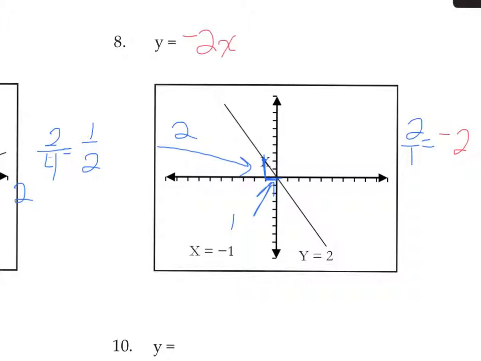Where does this cross the y-axis? At 0. So this would be a plus 0 again here. So you don't need it because plus 0 doesn't add any value to your equation.